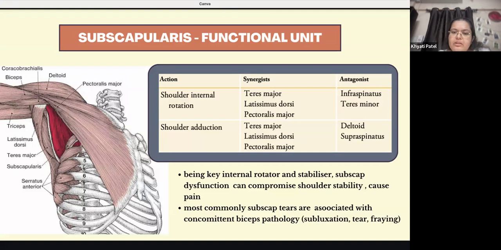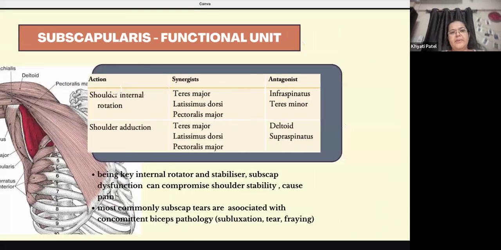Also, being a key internal rotator and stabilizer, whenever there is subscapular dysfunction, the shoulder stability will be compromised. And most commonly, the subscapular tears are associated with biceps pathology, whether it is subluxation, tear, or fraying.